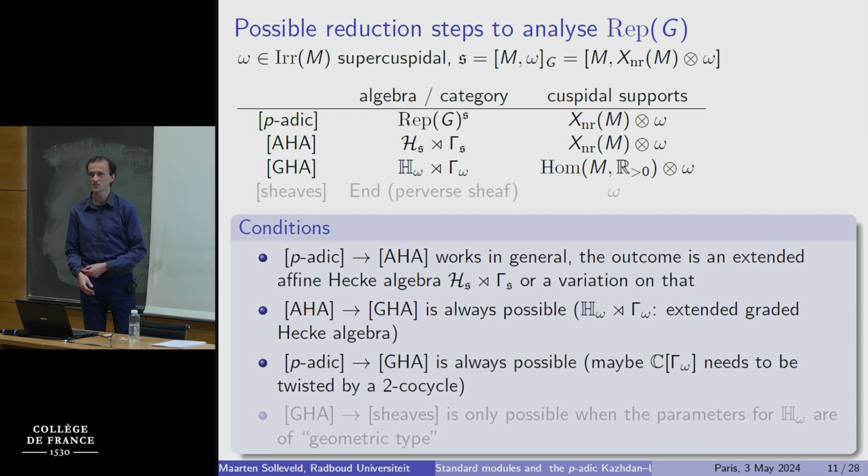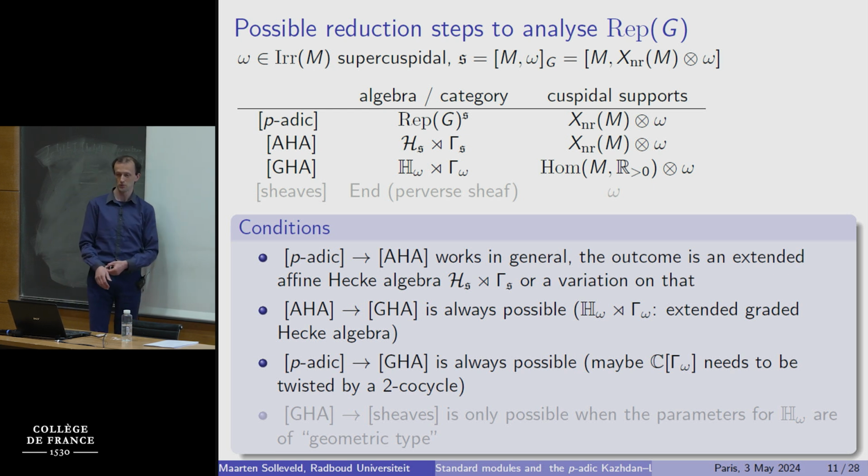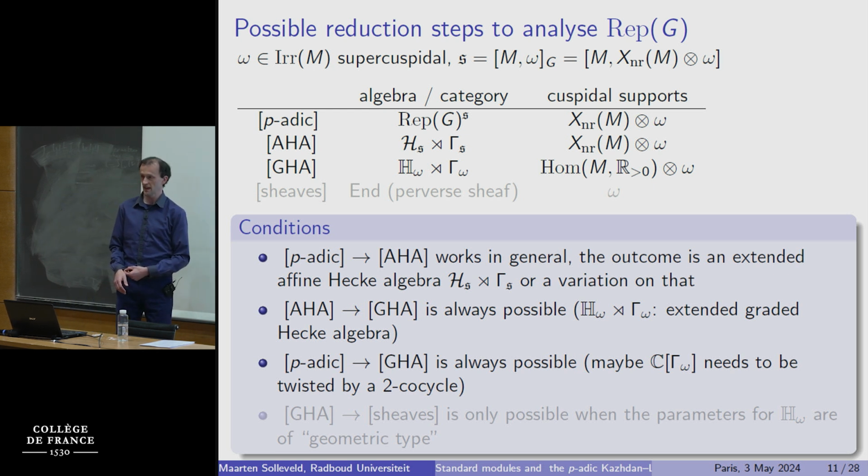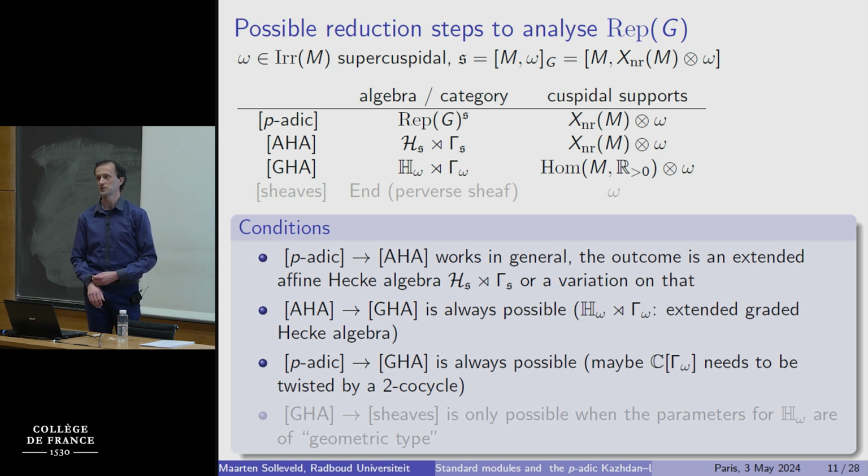Things have become a bit easier, and then you can describe it with a somewhat easier algebra called the graded Hecke algebra. And this way to analyze representations of p-adic groups works better in a sense. You can do it always for every reductive p-adic group, every supercuspidal support, and you always get an algebra of a particular form.